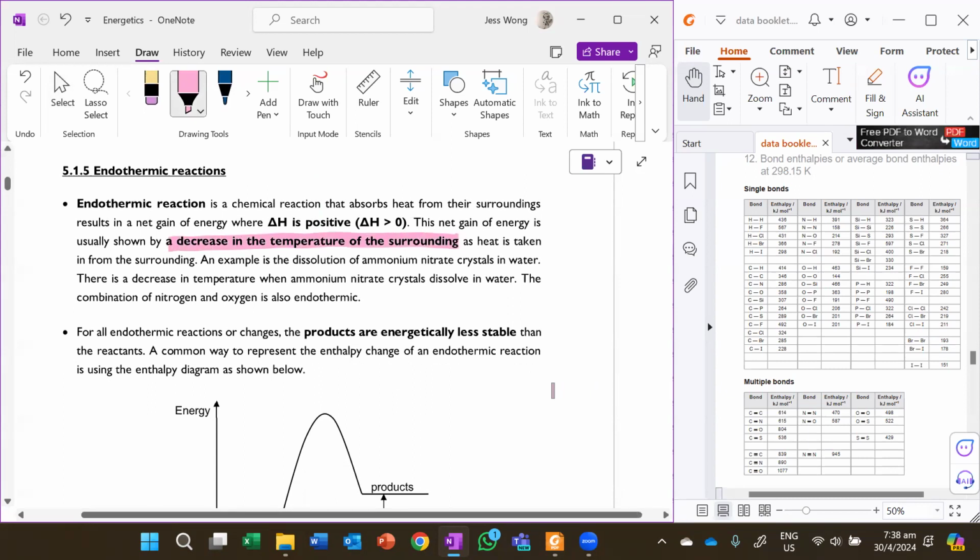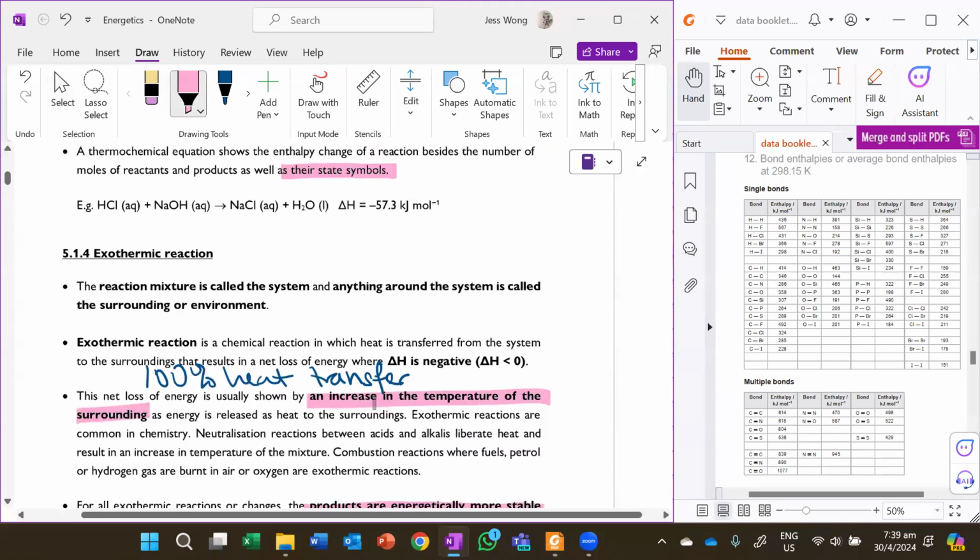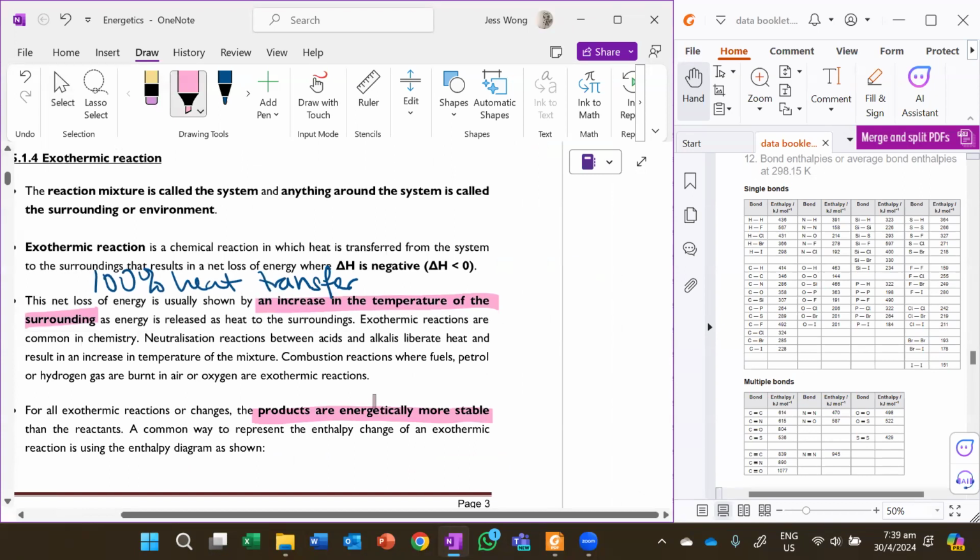Okay, and in this case, because the system is taking heat or taking energy from the surrounding, the products will have a greater energy value than the reactants. Now, you need to know some common exothermic reactions and common endothermic reactions.